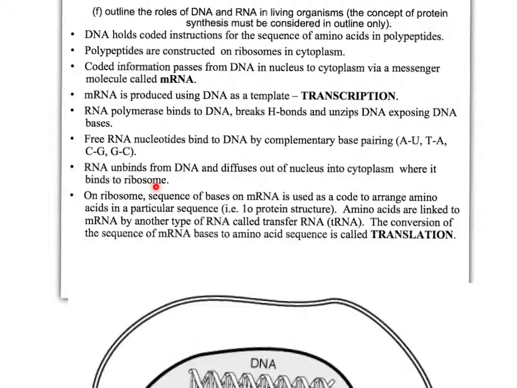And then on the ribosome, the sequence of bases of the mRNA is used as a code to arrange amino acids in a particular sequence, which is the primary protein structure. Amino acids are linked to mRNA by another type of RNA called transfer RNA. The transfer RNA molecules, which we don't have to know a great deal of detail about, are the sort of adapters which adapt the sequence of RNA bases on the messenger RNA into the sequence of amino acids in the polypeptide, and that whole process is known as translation.